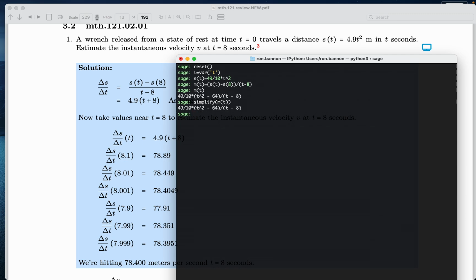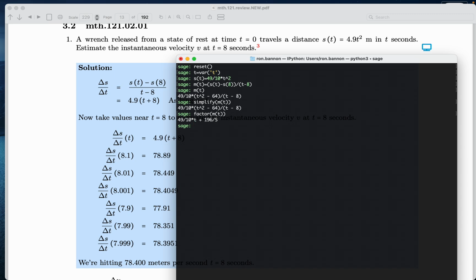Well, it didn't do much there. I'm going to try to factor it. These are all tricks that you want to try on your own. And what do I get? I get the 49 over 10t plus 196 over 5.